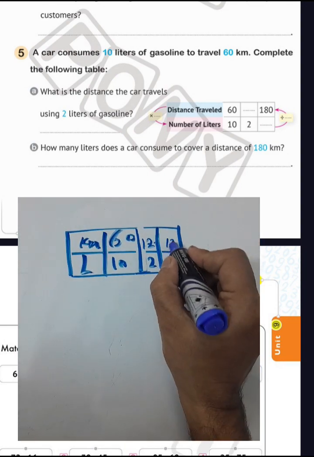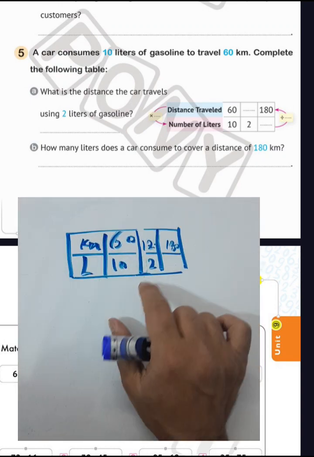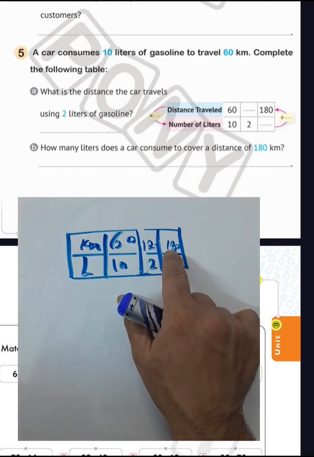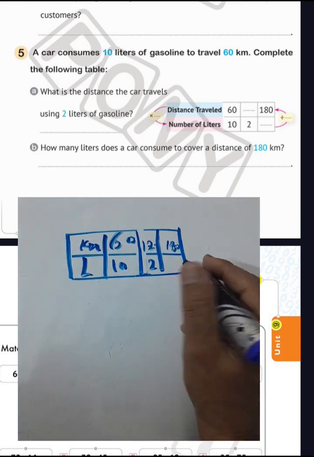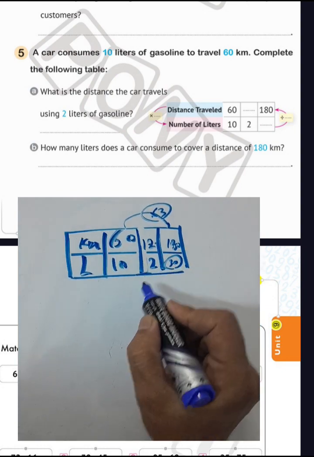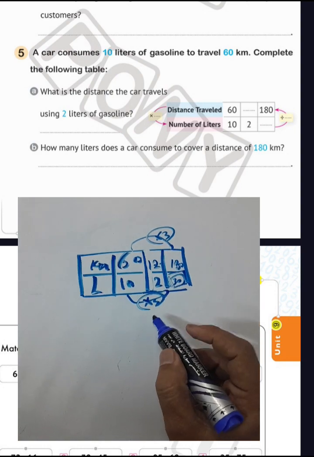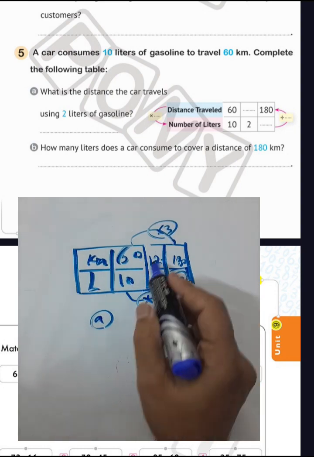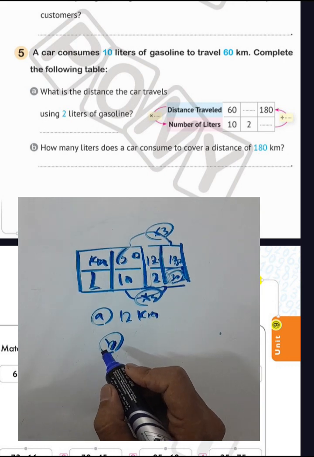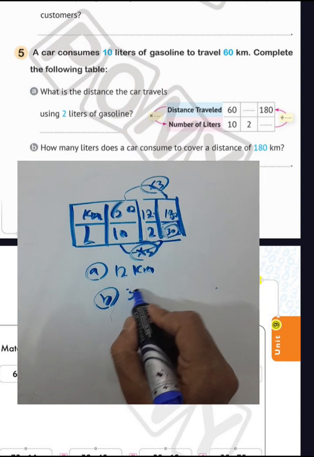And what about 180 kilometers? How many liters will this car consume? We can write here 12 times 15 equals 180, then 2 times 15 equals 30. Or 60 times 3 equals 180, then 10 times 3 equals 30. Then you must write 30 in the space. The result for question letter A, you must write 12 kilometers. And the result for question letter B, how many liters does the car consume to cover a distance of 180 kilometers? It will be 30 liters. Okay.